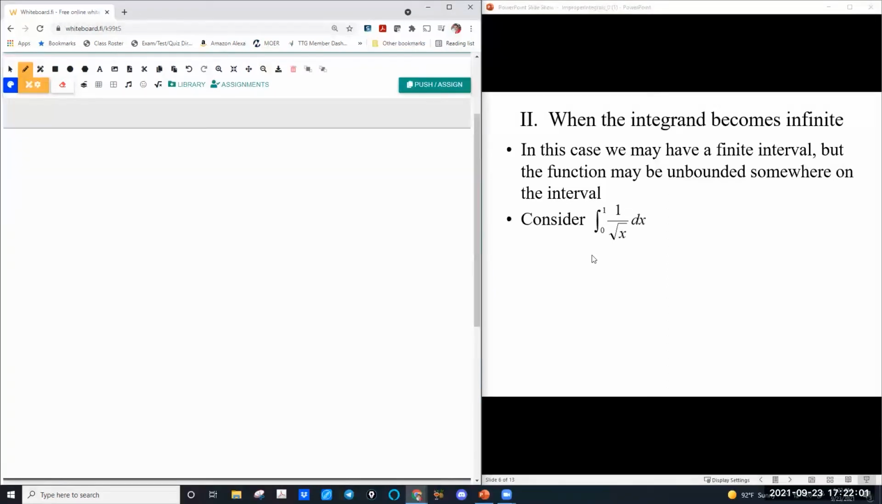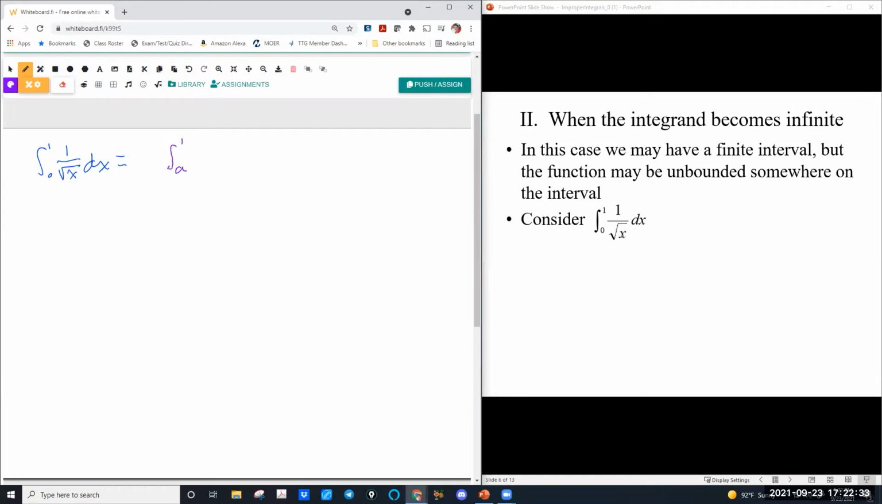So consider this guy here. The problem is we can't divide by 0, so this is not continuous at 0. So let's talk about how we handle this. 0 to 1, 1 over square root of x dx. Once again, what we do is we replace the problem child with a letter. 0 is the problem, so we replace it with a. 1 is not the problem.